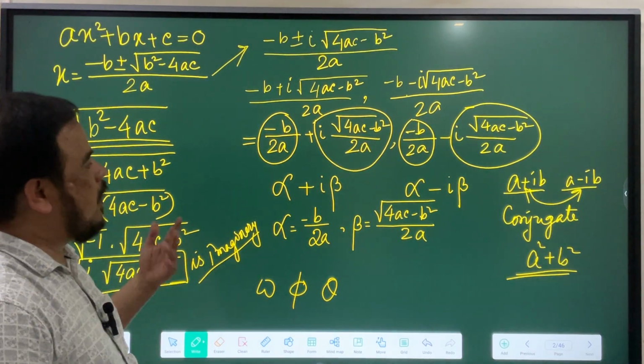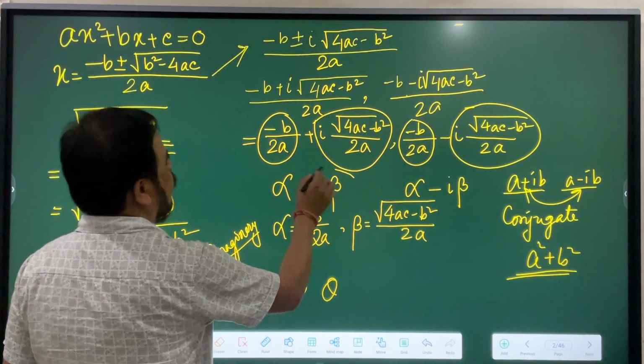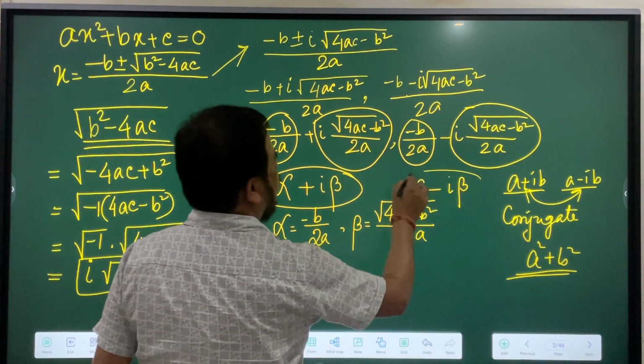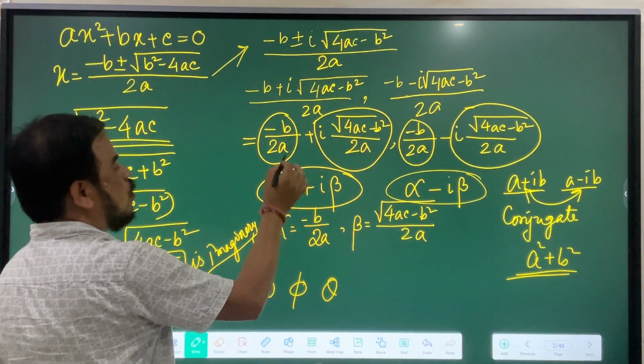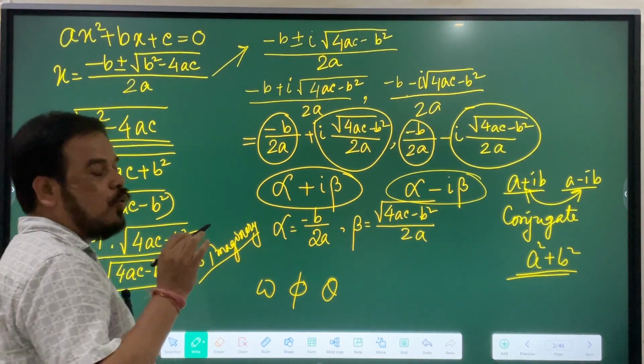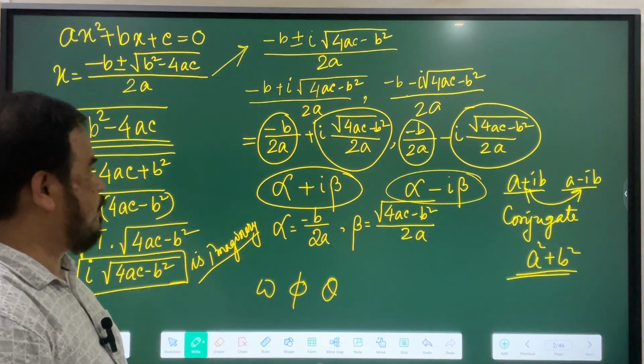I hope you understand what I am explaining. So what we have understood now: alpha plus i beta and alpha minus i beta, in short, are the roots of a quadratic equation when complex numbers are there.